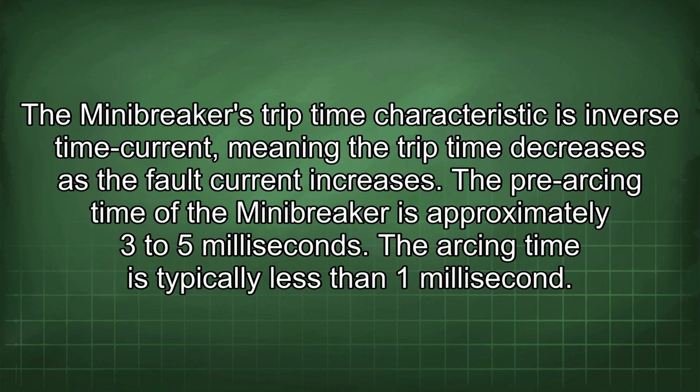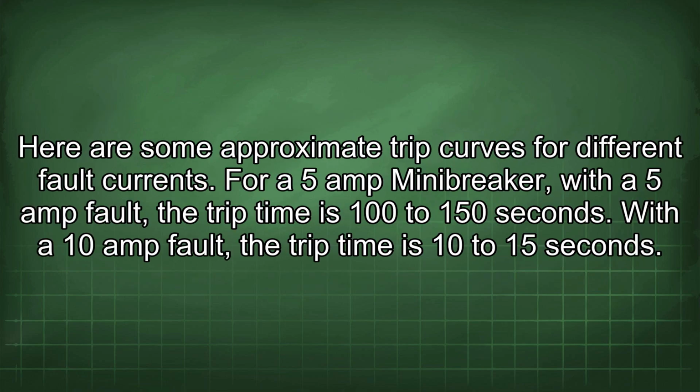The Minibreaker's trip time characteristic is inverse time current, meaning the trip time decreases as the fault current increases. The pre-arcing time is approximately 3 to 5 milliseconds. The arcing time is typically less than 1 millisecond. Here are some approximate trip curves for different fault currents.